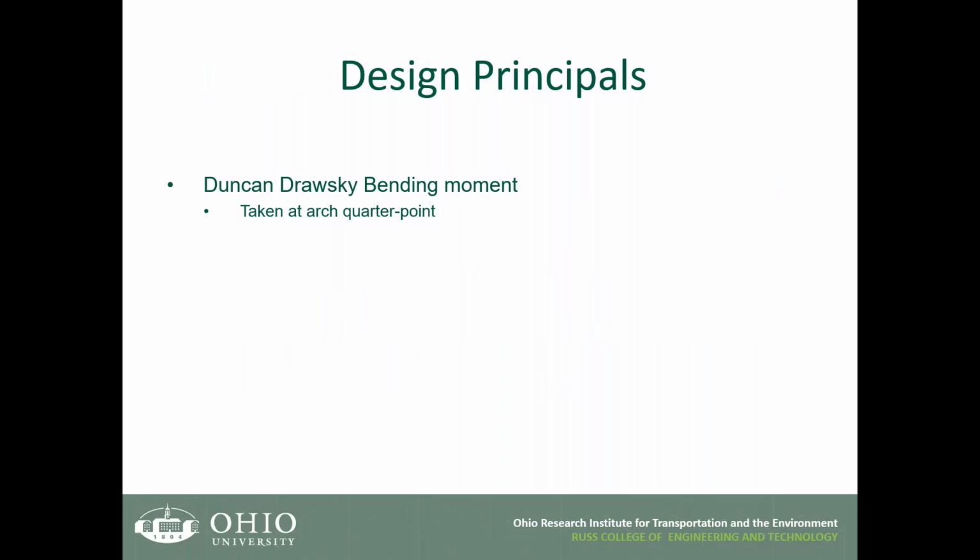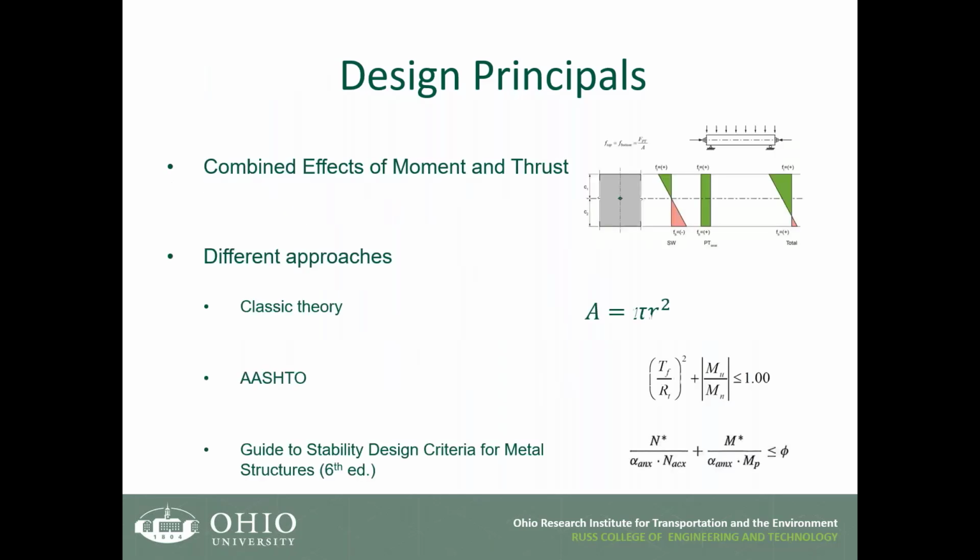So what Duncan and Drosky does is it determines the moment at the quarter point of the top arch. And that is, in most cases, the critical location for moment. Not always, but it's mostly at that location. So that's the way that Duncan and Drosky went about it. And as we talked about earlier, Dr. Sargan talked about the combined effects of moment and thrust, and the same figures that he went through, I show here.